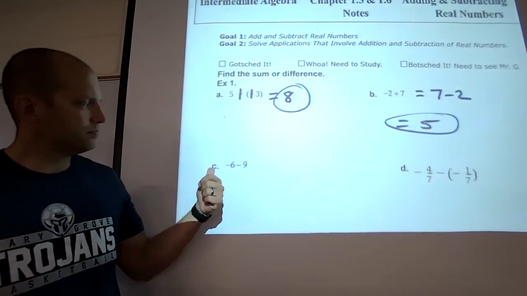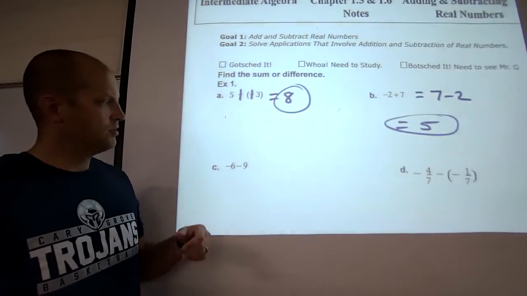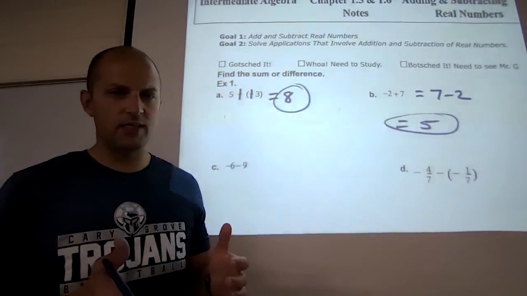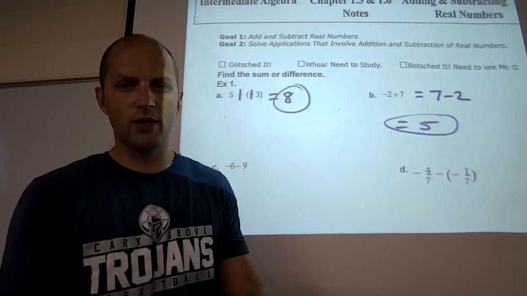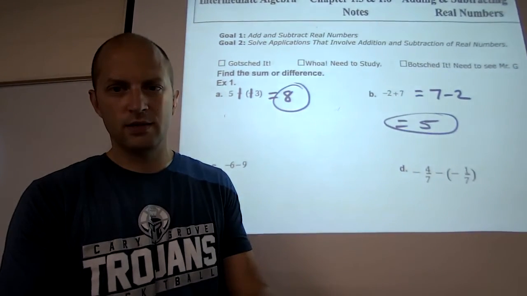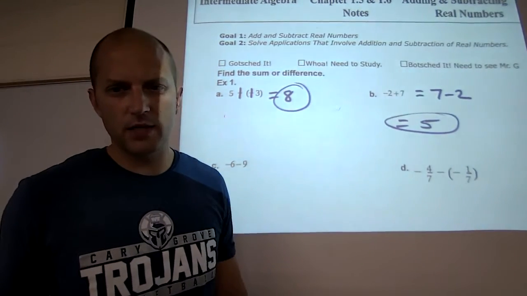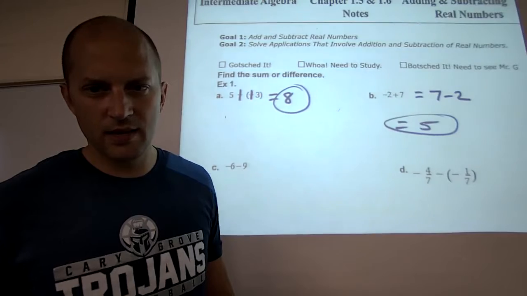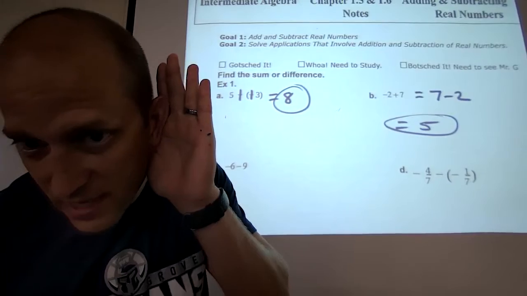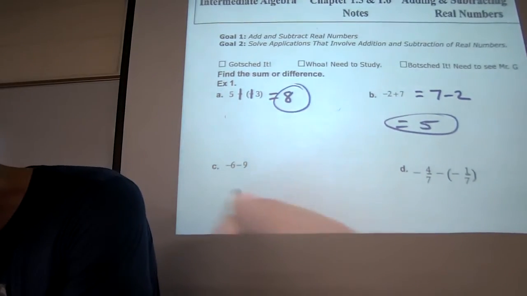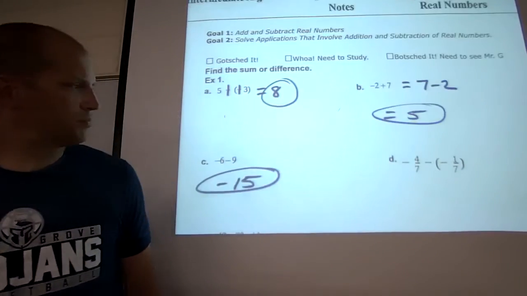So the next one, I have negative 6, and then I'm going to subtract 9. So I'm at negative 6. So you owe me $6, and now you want to borrow $9. Well, how much money do you owe me now? Hunter, how much do you owe me? So if you owe me $6 and you borrow $9, now you owe me 15. So negative 15. Very good. Perfect.